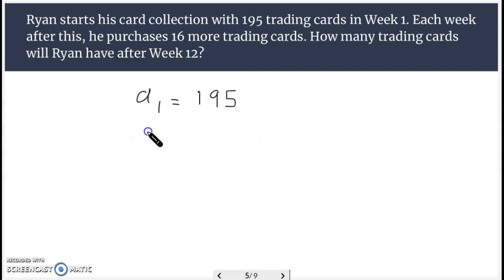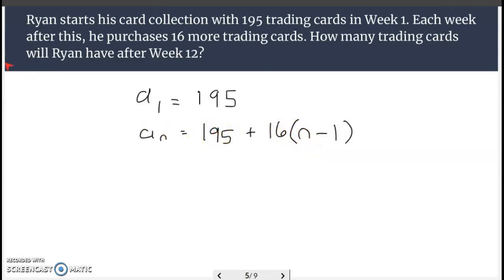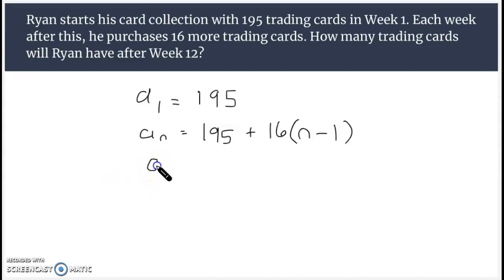All right, the explicit rule. Any given week, he'll always have that 195, but then we add 16, depending on how many weeks have passed, to signify that, n minus 1. The reason we do n minus 1 is because this will account for the 195 being the first week. So check it out. Say we did the first week, that would be 195 plus 16 times 1 minus 1. And 1 minus 1 is 0. 0 plus 195 is 195. So that holds true for the first week.